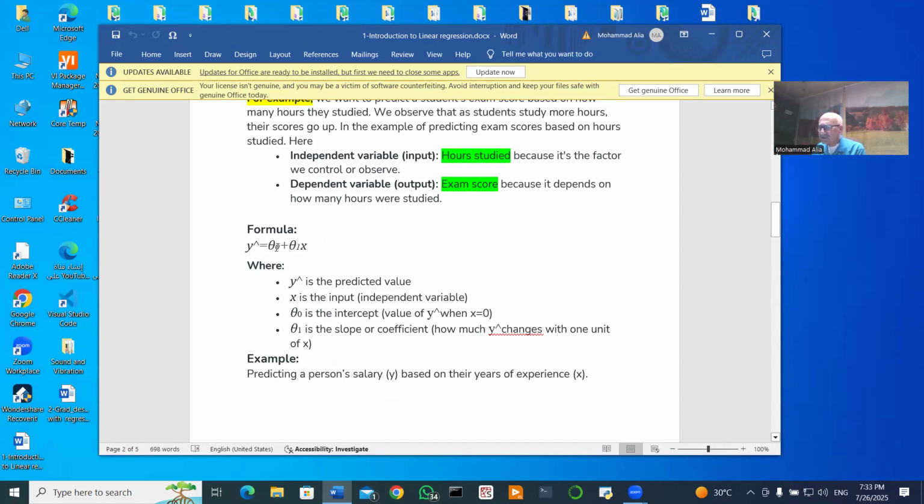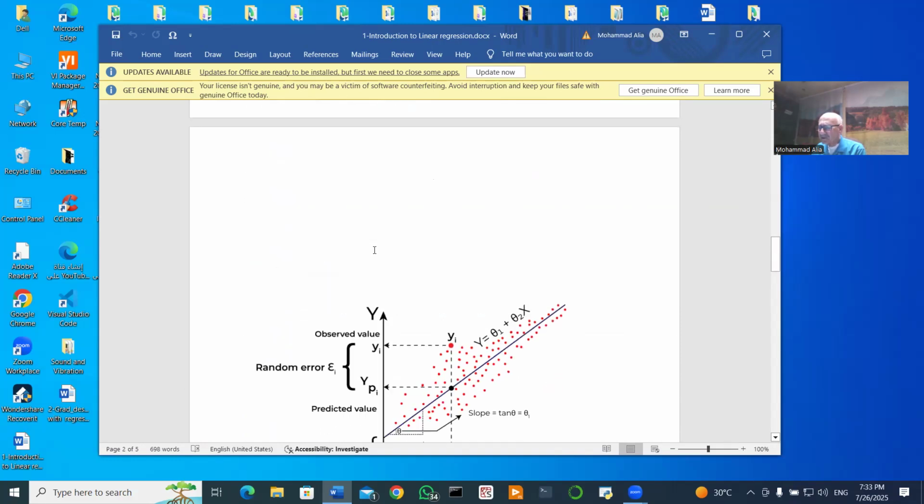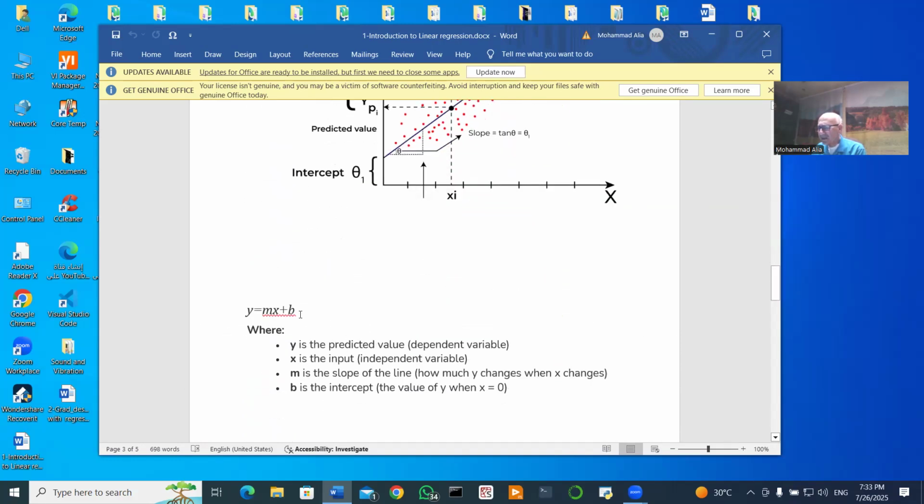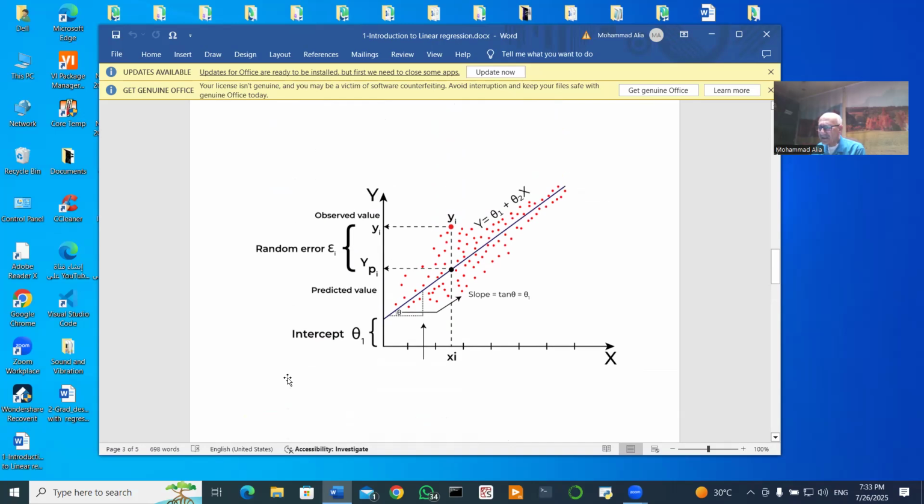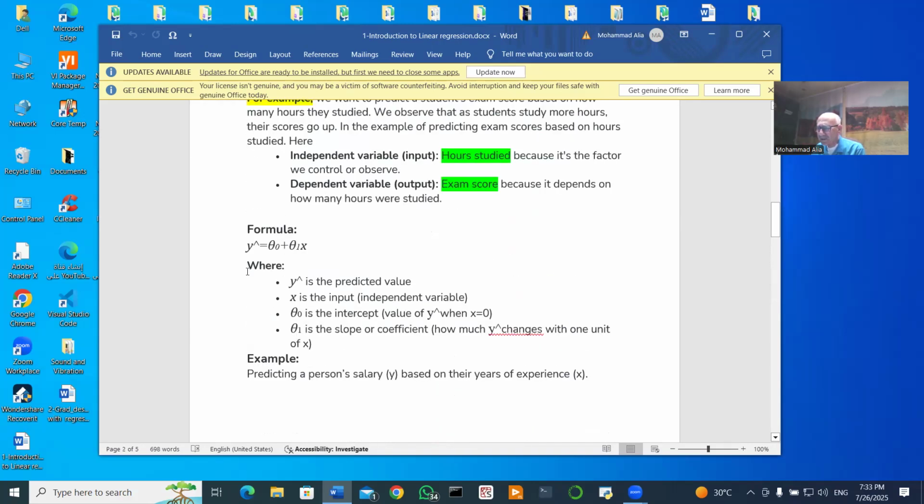So if you remember this expression, they are exactly the same, but this is a mathematical expression, and this line, of course, is not a regression line. It is a general linear line, a general line not used in machine learning. If you use it as a regression line, of course, you have to show that this is a predicted value, an estimated value, which is not exactly the same as the real values.